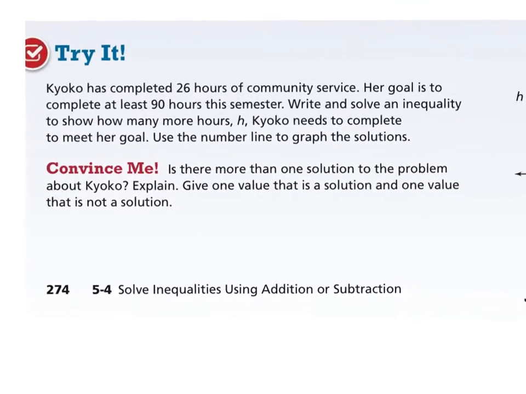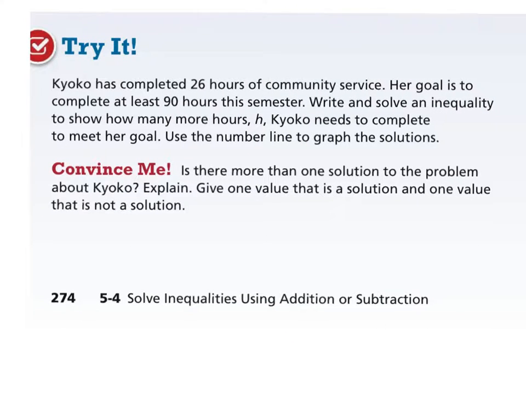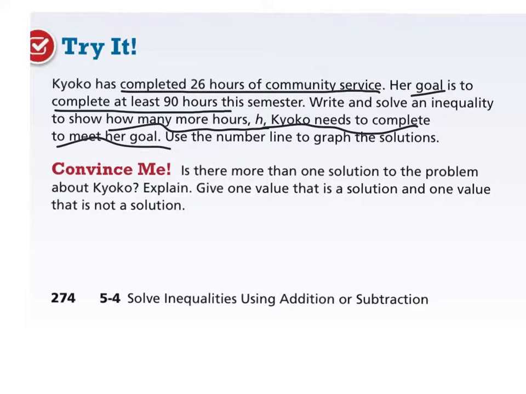So if we look at the triad, Kyoko has completed 26 hours of community service. Her goal is to complete at least 90 hours this semester. Write and solve an inequality to show how many more hours H Kyoko needs to complete to meet her goal. Use the number line to graph the solutions.